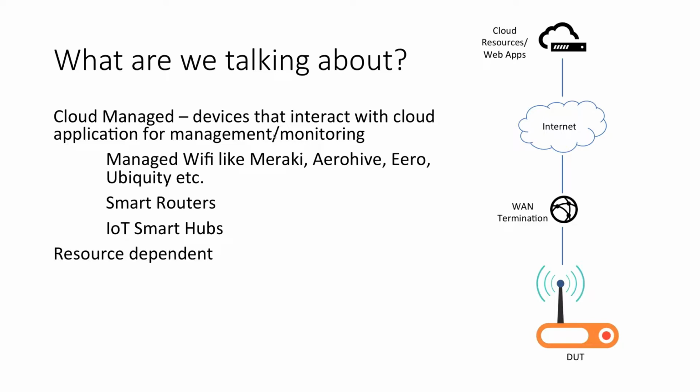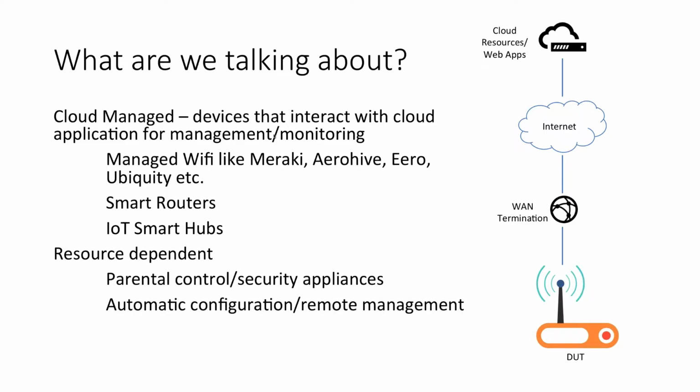The other devices in this category are those that the user doesn't necessarily interact with directly, or they can in some cases, but the system is making API calls behind the scenes to operate some service. So this includes things like parental control or network security monitoring applications, or anything that requires auto configuration or bootstrapping through a particular management protocol.